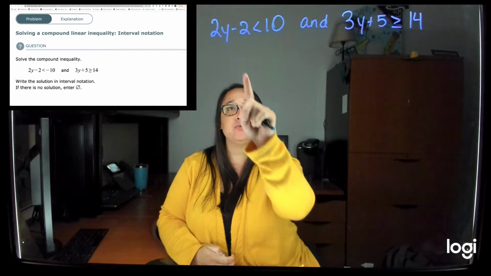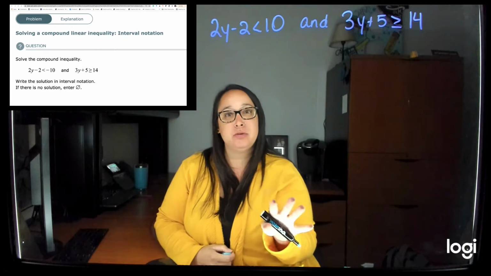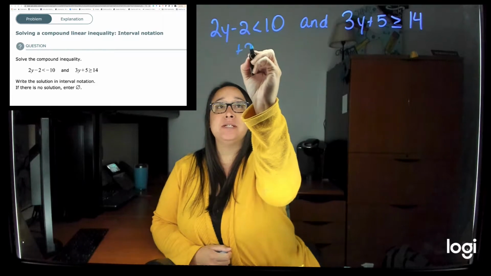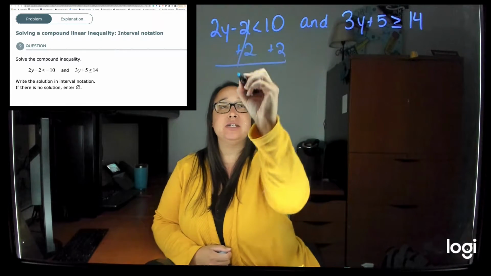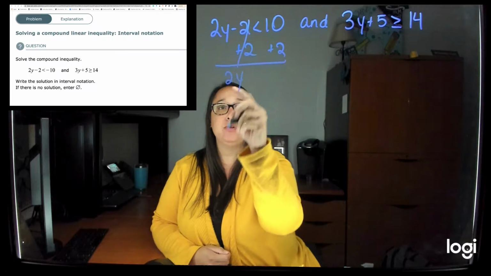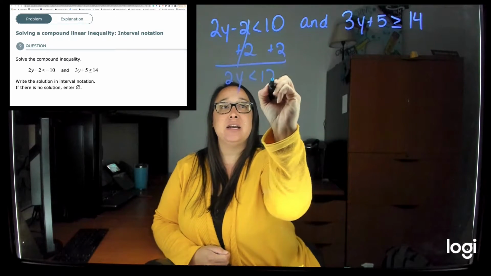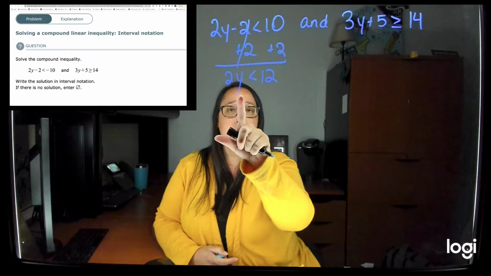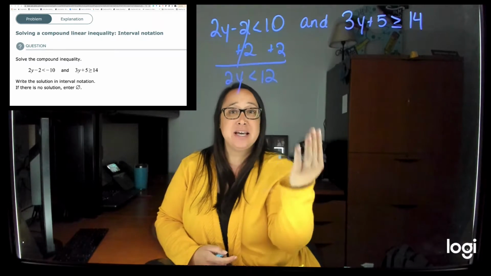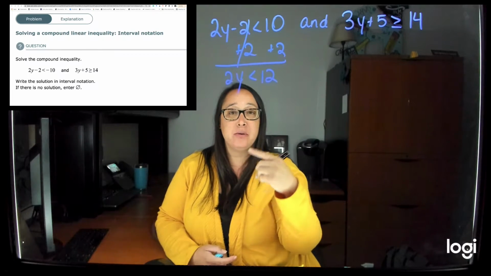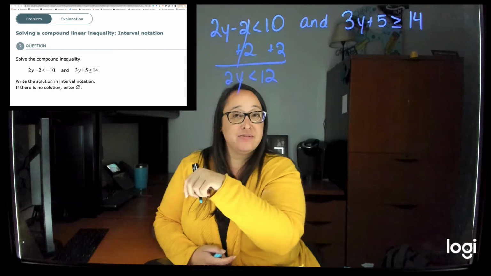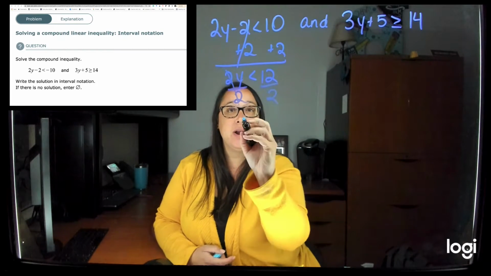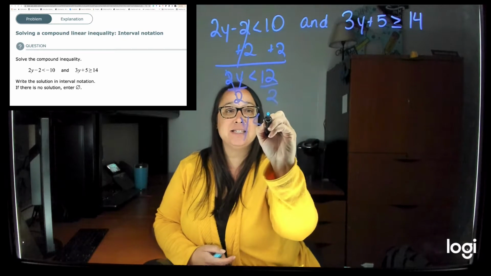So what we want to do is isolate the variable, just like you would with an equation. Isolate the y. So what I want to do is add 2 to both sides of this equation. That's going to leave me with 2y is less than 12. All right, we still need to isolate this y. What I have here is 2 times y. What's the inverse? What is the opposite of multiplying times 2? Dividing by 2. So we're going to divide both sides of this inequality by 2, and what I am left with here is y is less than 6.